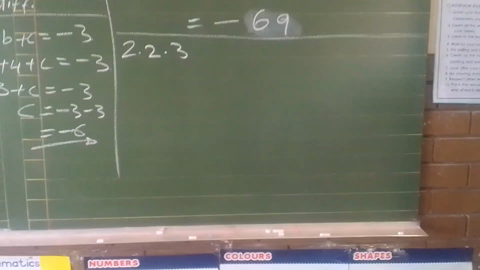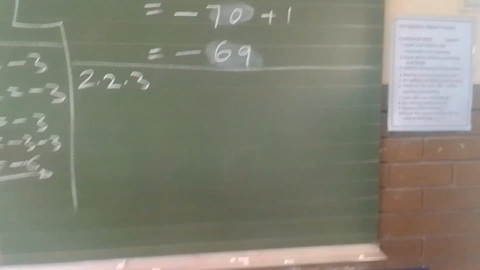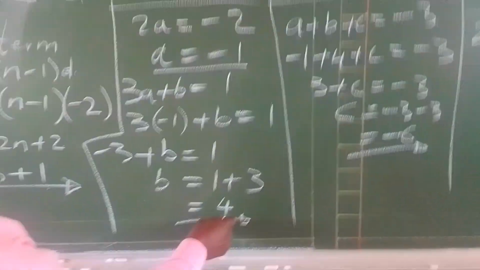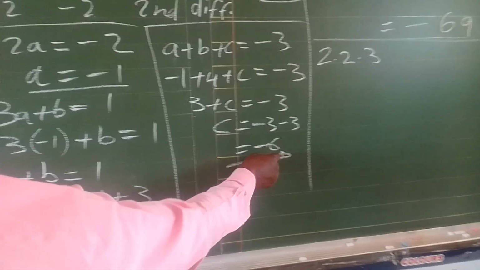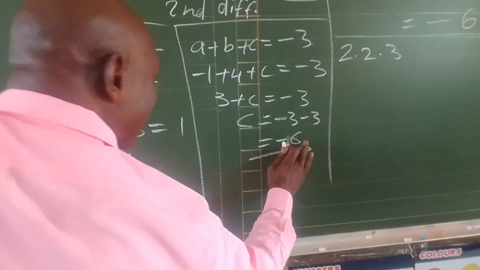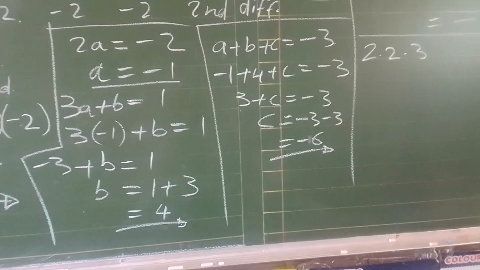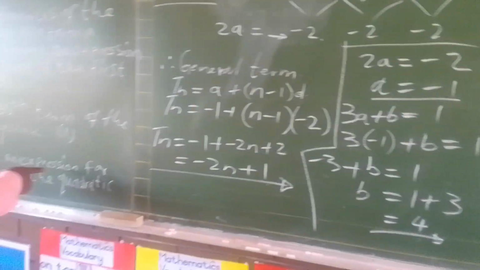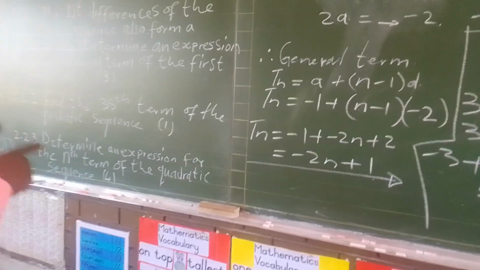Right, that is how we use our A here. We have calculated A to be minus 1, our B to be 4, and our C to be minus 6. Now, if we want to express that, the question says determine an expression for the nth term.